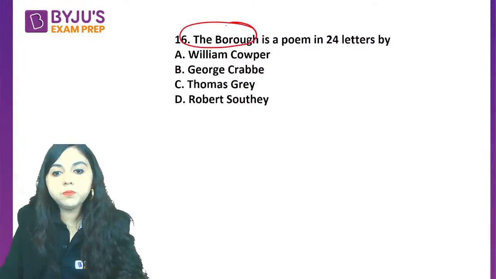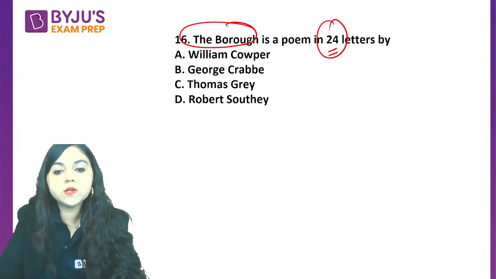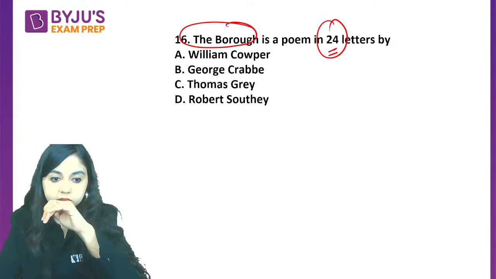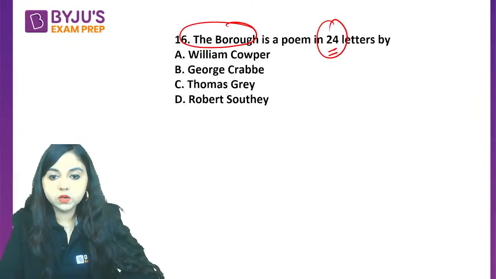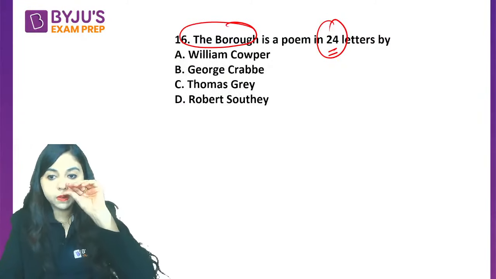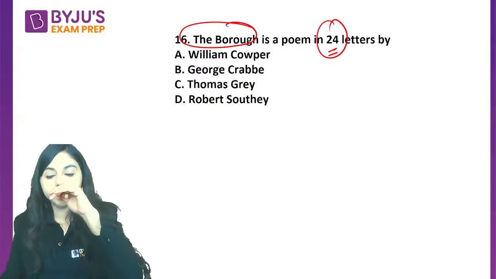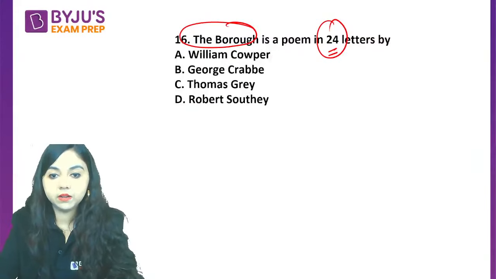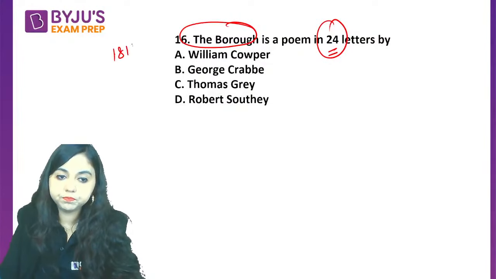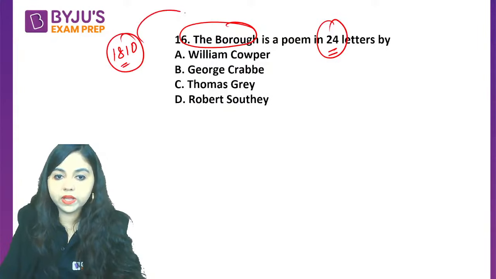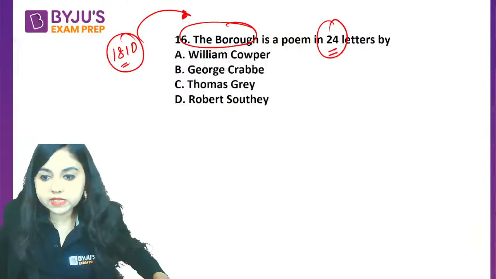The Burrow is a poem in 24 letters by. Who's the writer associated with the Burrow? The Burrow is a collection of 24 poems published in 1810, right? So Burrow is a collection of poems.